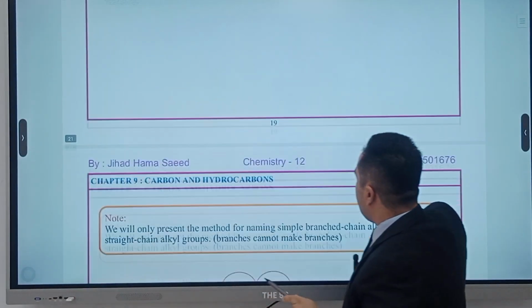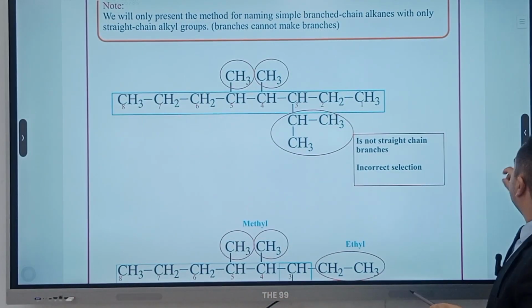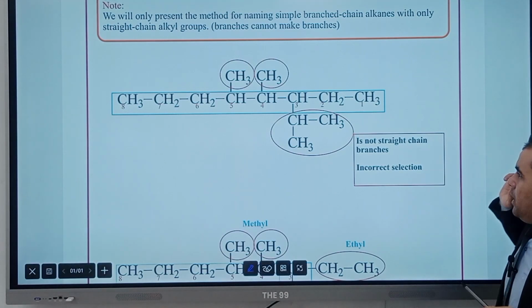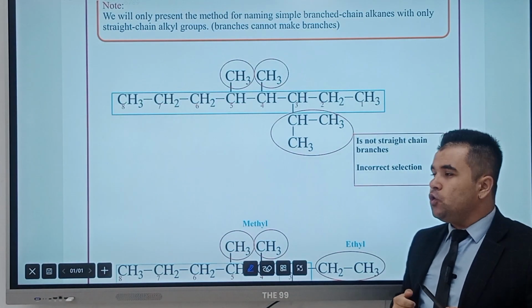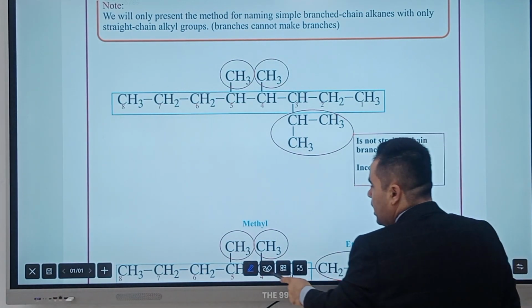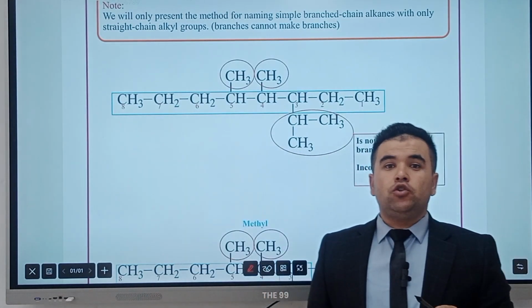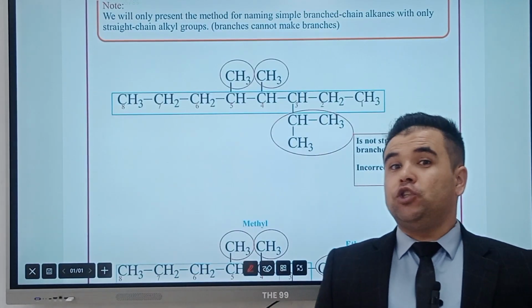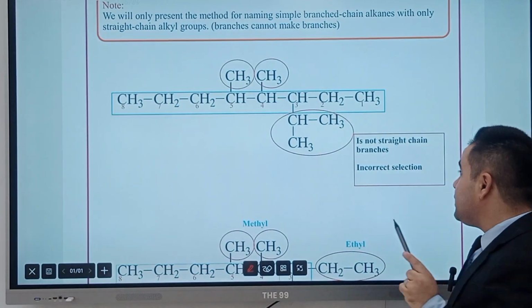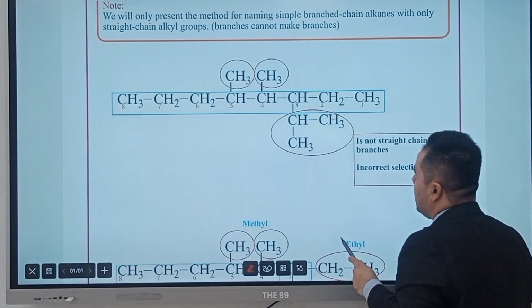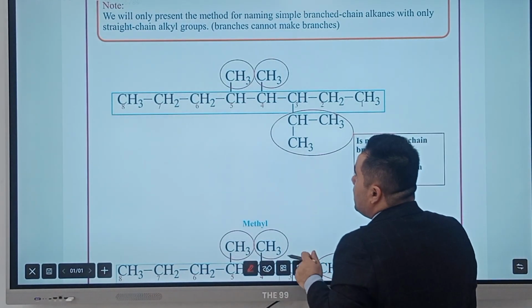Let us solve more questions, more practice. This is one of the practices where students sometimes choose the selection incorrectly. We said the selection must be chosen such that there are straight alkyl groups, or straight branches, guys.